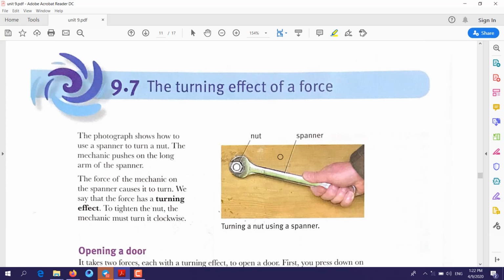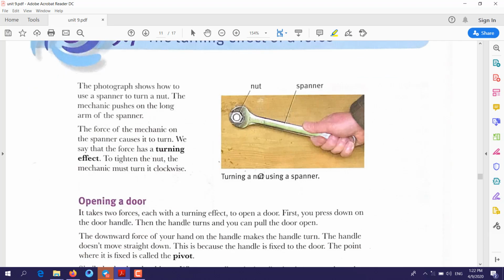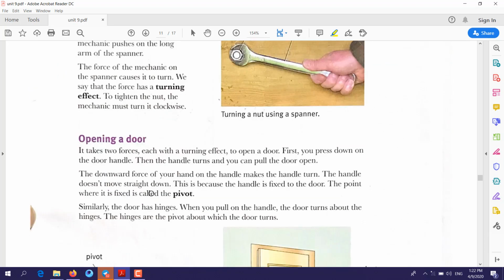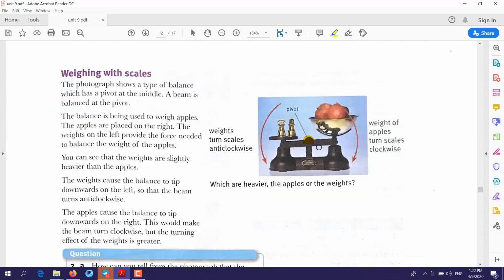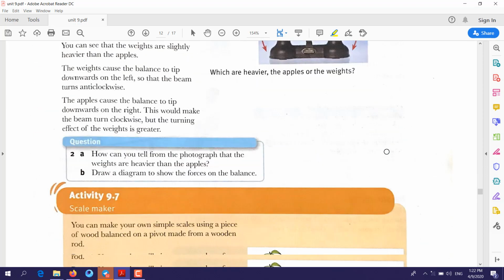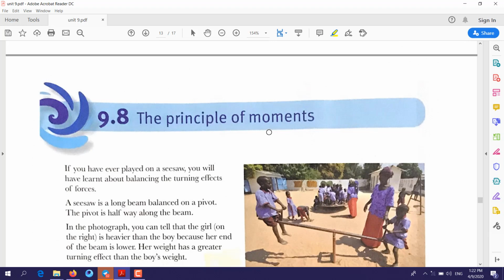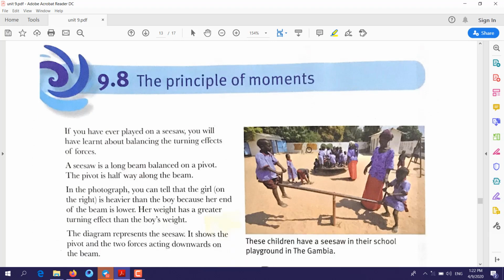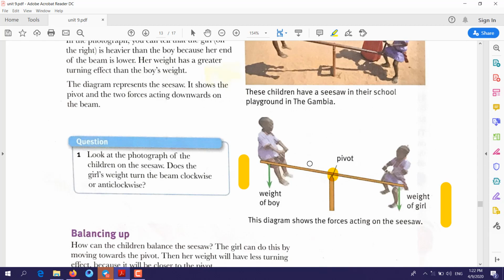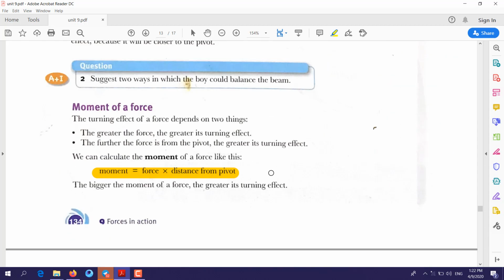Turning effect force, we say it's the force that causes objects to turn. Some uses of it: spanner, opening a door, and the weighing scale or the balance. Then the principle of moments. What do you mean by principle of moments? Okay, it's the turning effect on an object. An example of it is a seesaw. How to find the moment of any object? You need to memorize this formula: moment equals force times distance from the pivot.